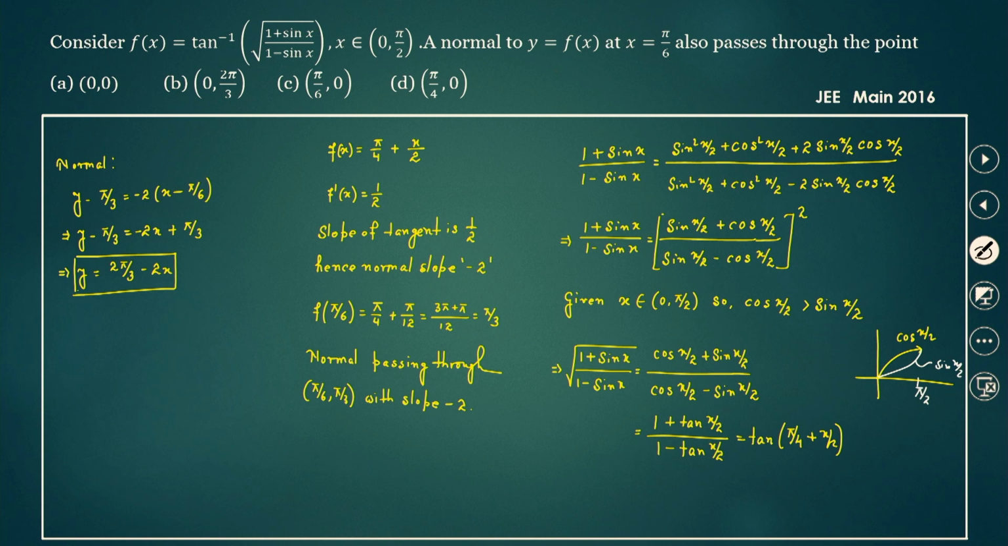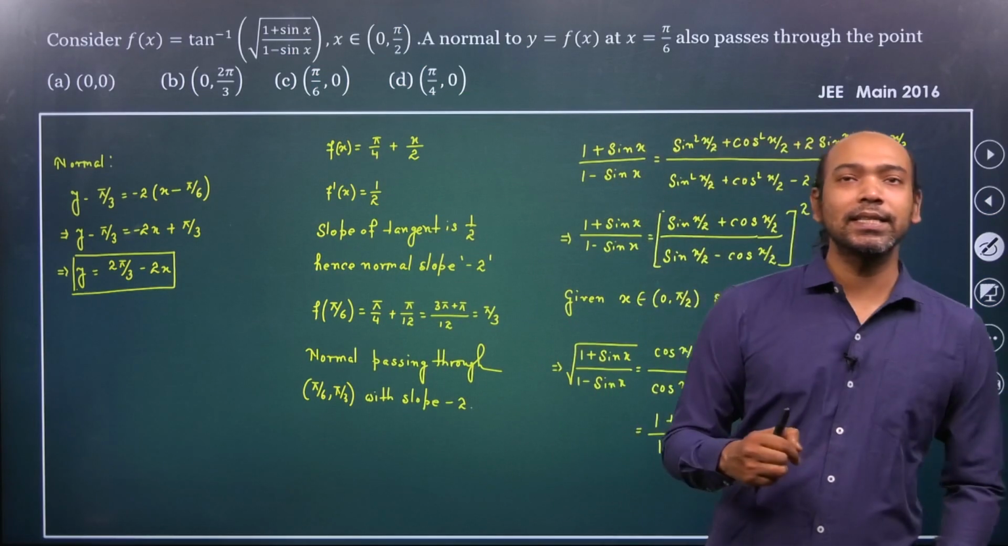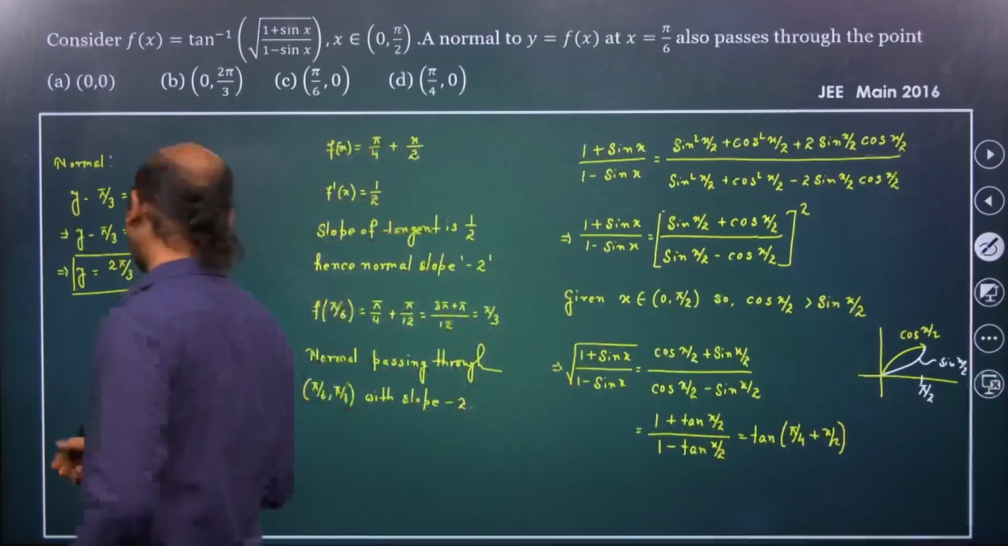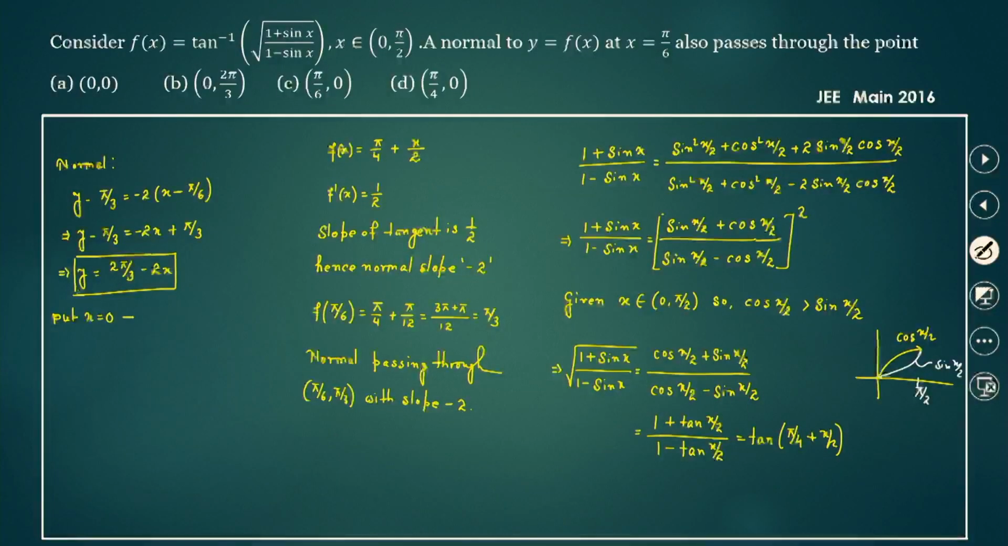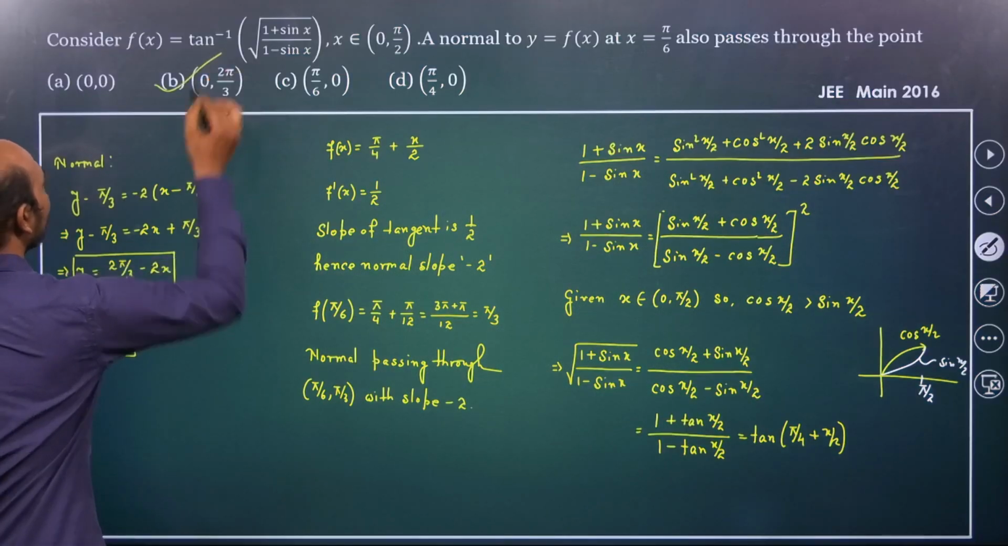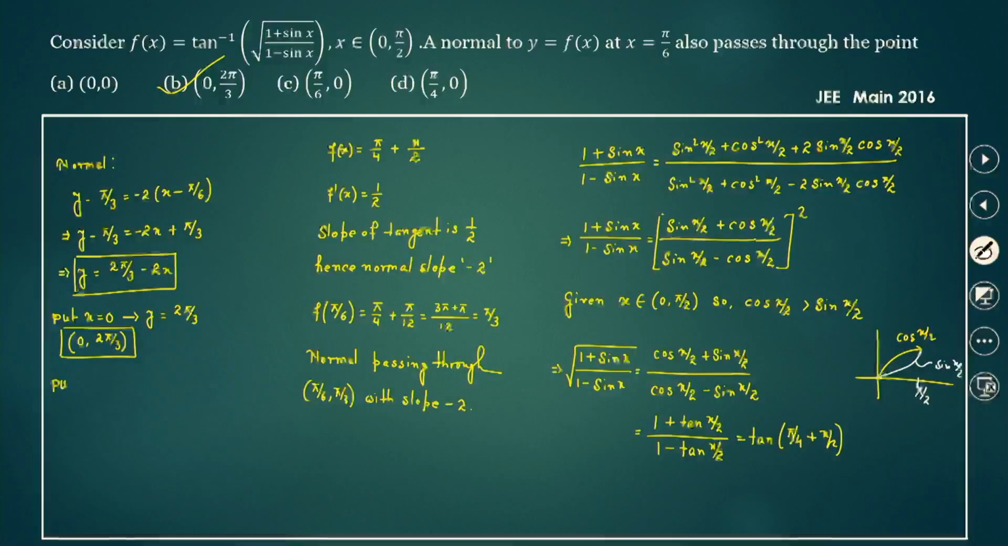Now in the options we have either x equal to 0 or y equal to 0. So first we put x equal to 0. If I put x equal to 0, it implies that y is equal to 2 pi by 3. So 0, 2 pi by 3 is a point. Let's go ahead and substitute y equal to 0. If I put y equal to 0, it implies that x is equal to pi by 3. So the point will be pi by 3, 0.